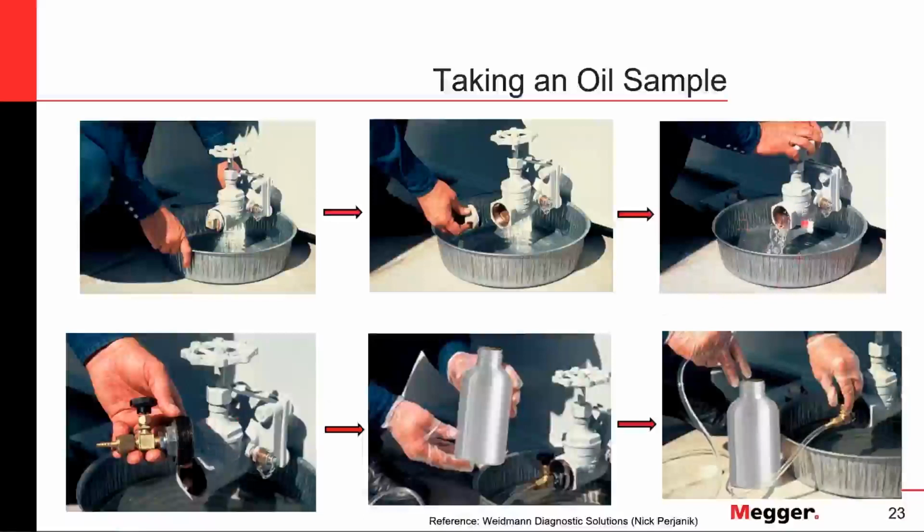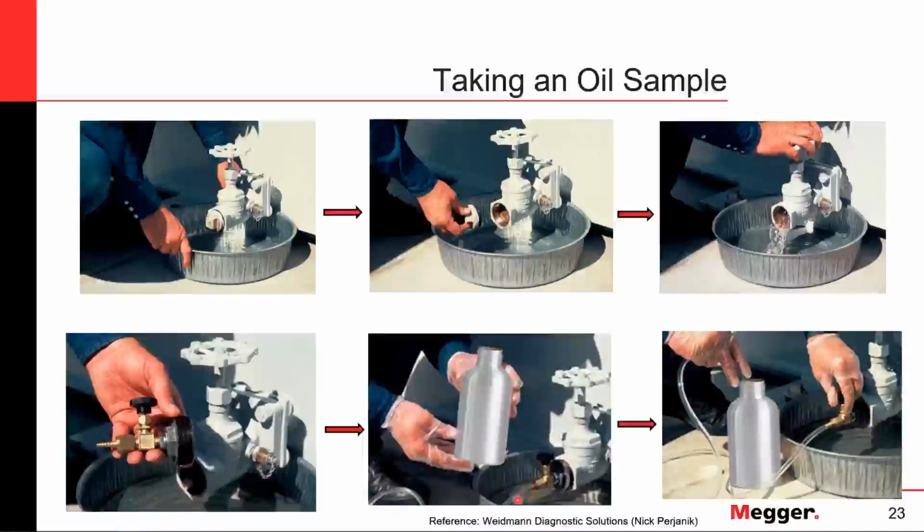When you finish that initial cleaning, then you can proceed to flush at least 2 liters, preferably 4 liters of oil. And again, this is to ensure that there is no external contaminant in this area, so that the oil we are taking in our sample is a close representation of what we have inside that equipment.